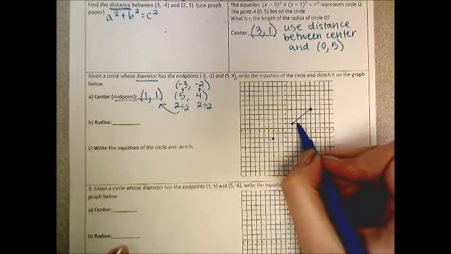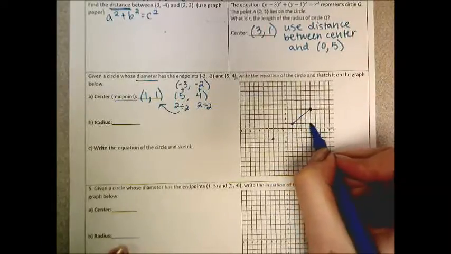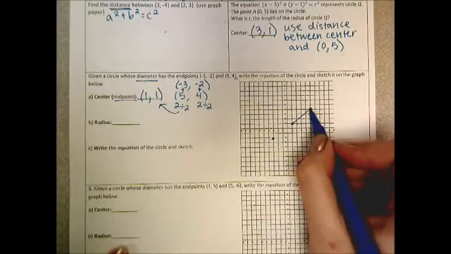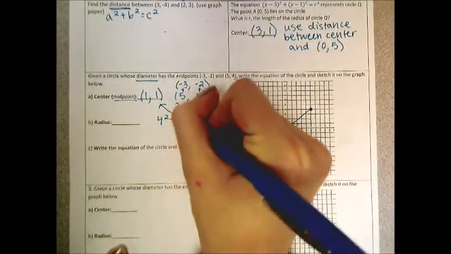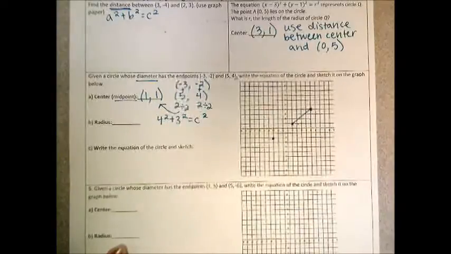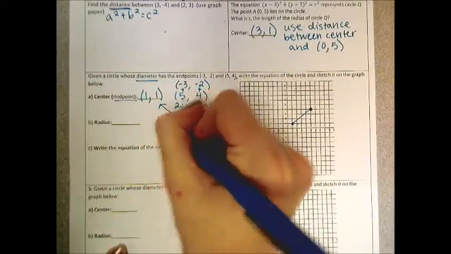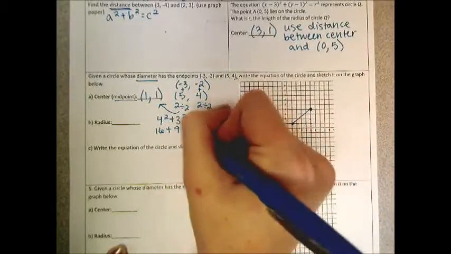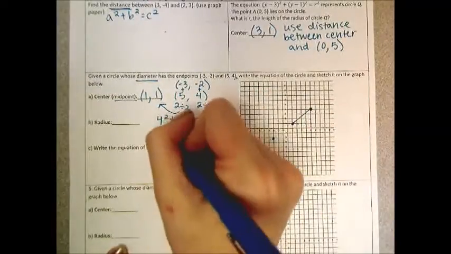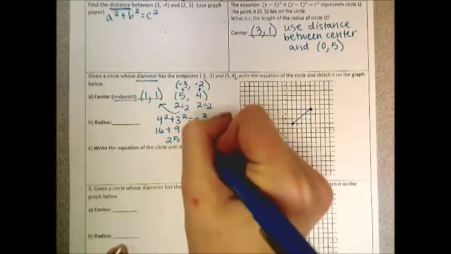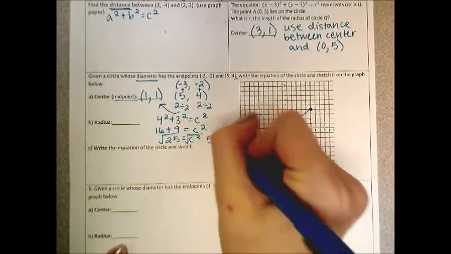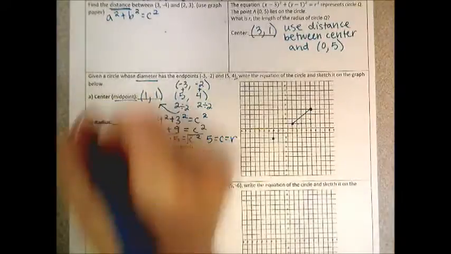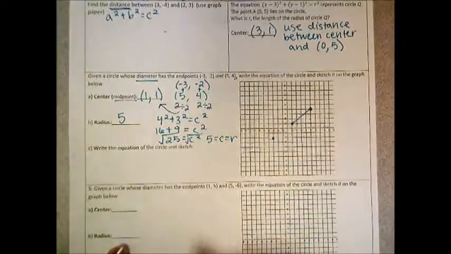So if I count over 1, 2, 3, 4, and then I go up 1, 2, 3, I'm going to be using 4 squared and 3 squared to find what the radius is. So 4 times 4 is 16, and 3 times 3 is 9. I get 25 equals c squared, and if you square root both sides, you get that 5 equals c, which is our radius.